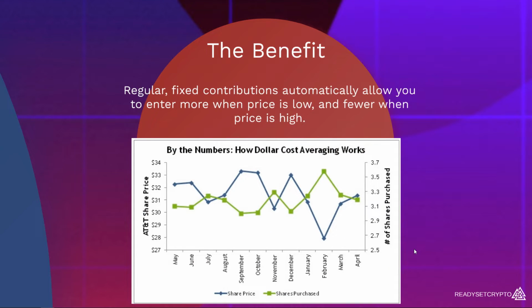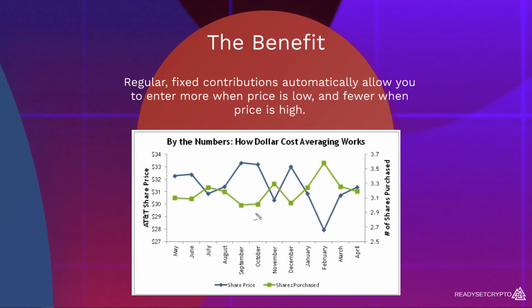Now, the benefit of doing something like this is that when the price is relatively high, you're buying less of a position. When the price is relatively low, you're buying more of a position. So this automatically biases the system towards entering more at lower prices, which over time is a good thing if your asset is going higher in price.